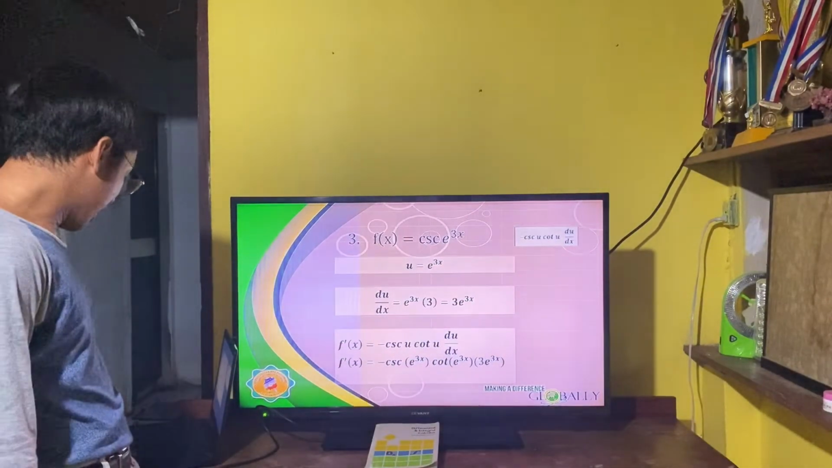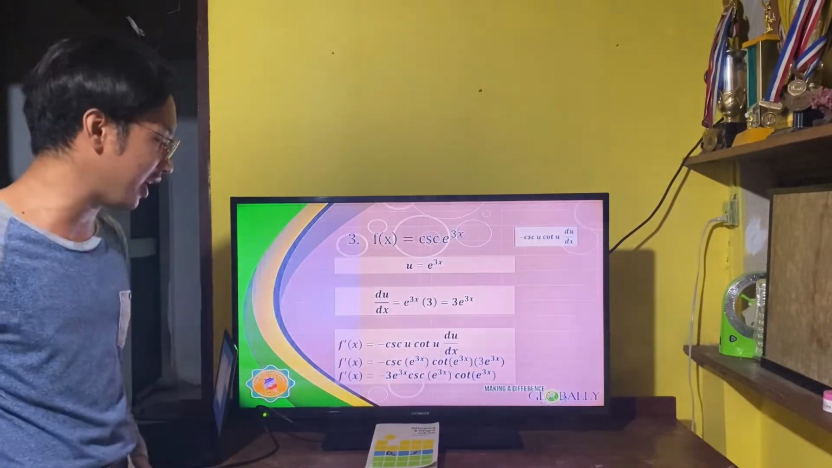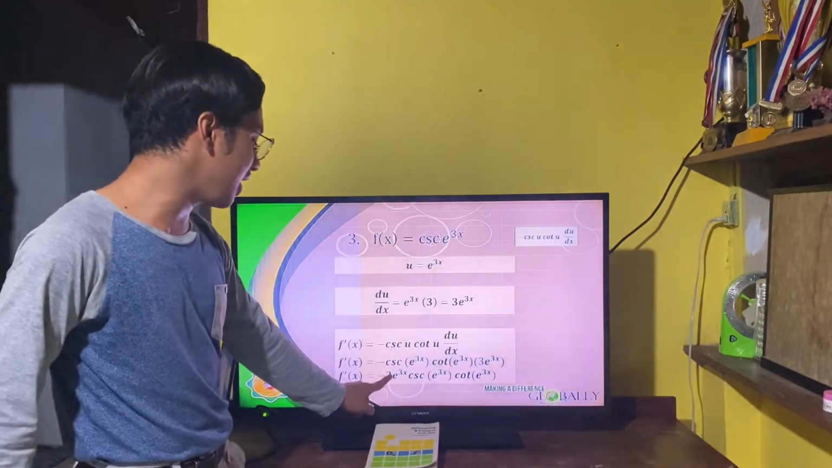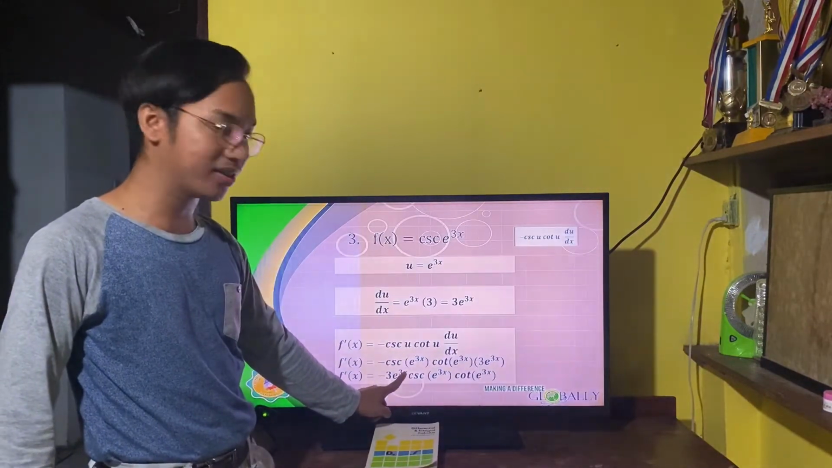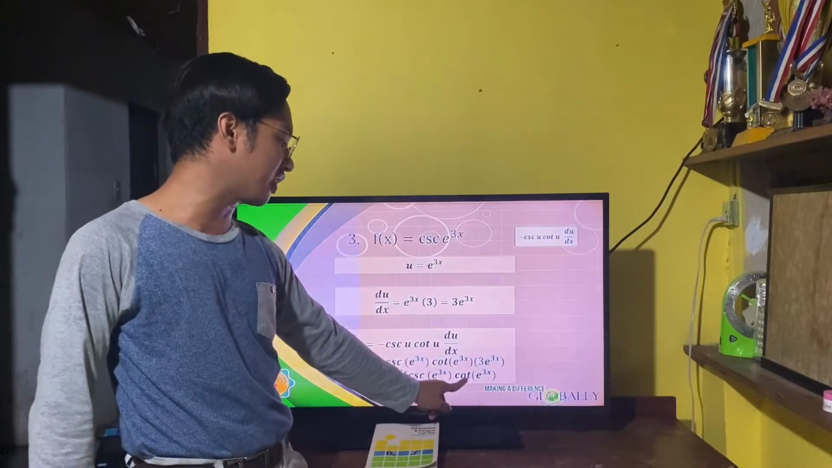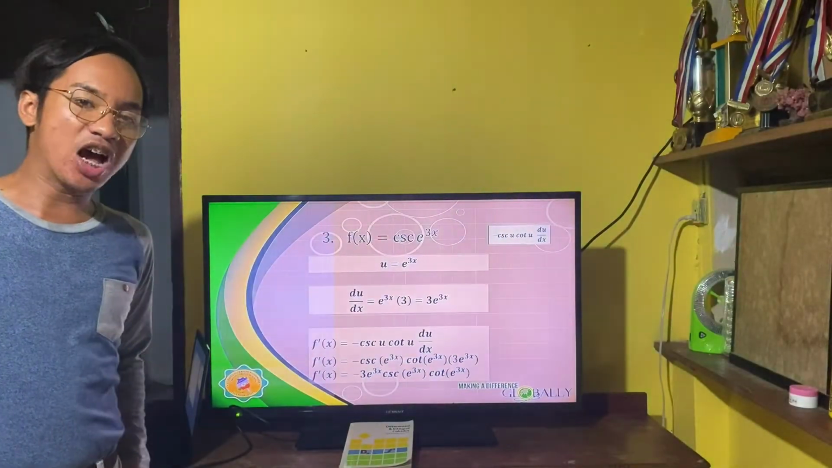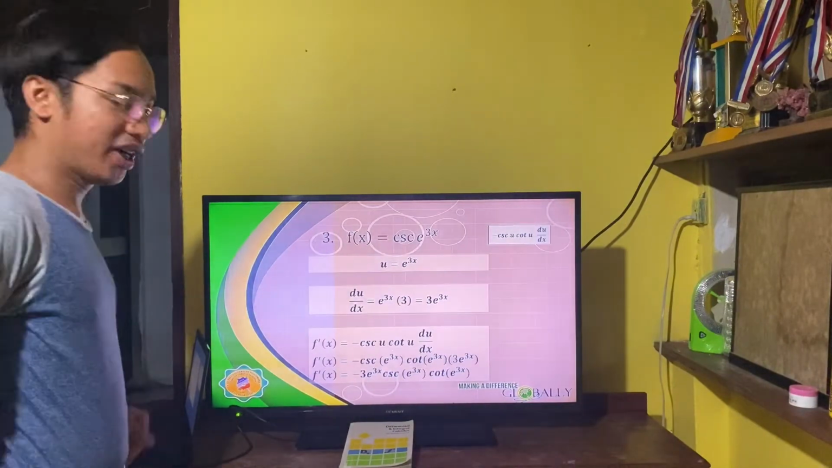That is why we need to rewrite this in a standard form, and our final answer is negative 3e raised to 3x cosecant quantity e raised to 3x and cotangent e raised to 3x. So let's proceed now to example number 4.